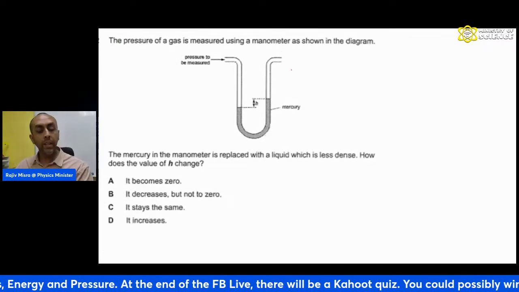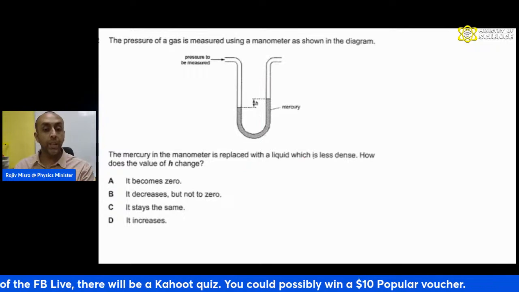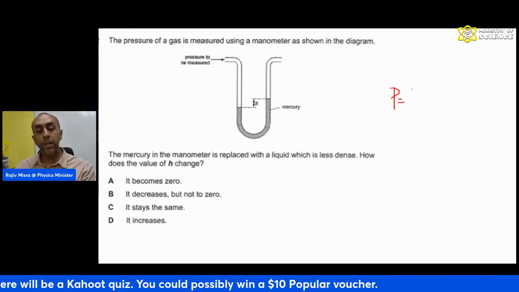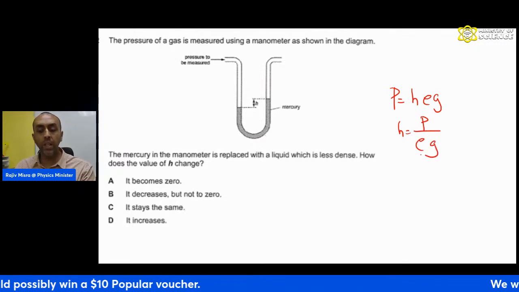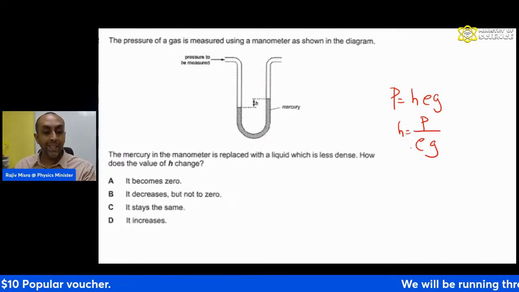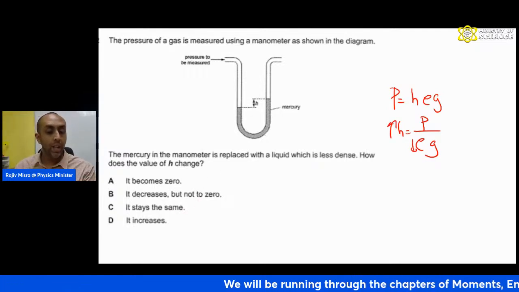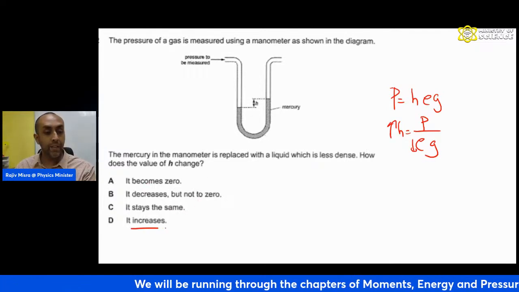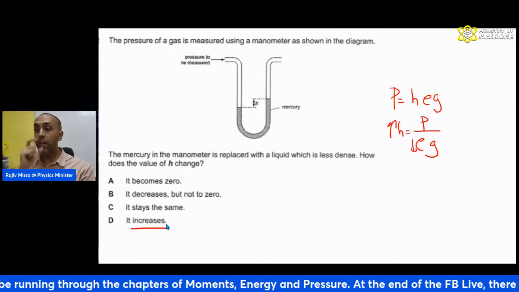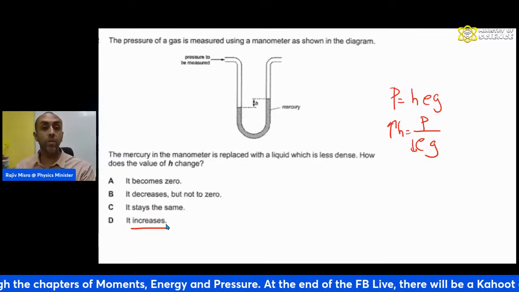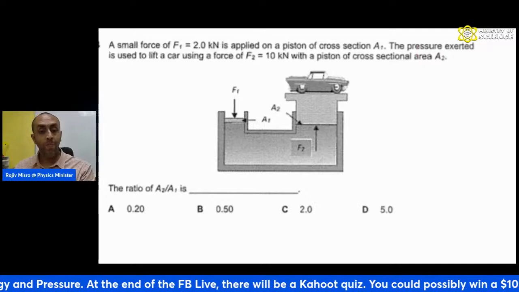For here, the mercury in the manometer is replaced with a liquid that is less dense. So if you remember, pressure equals H rho G, so H equals the pressure over rho G. Now, when your density is less, it will cause your height to increase. So I would say that it increases. Keep in mind that the difference in height will increase when your density drops because it still needs to portray the same amount of pressure.